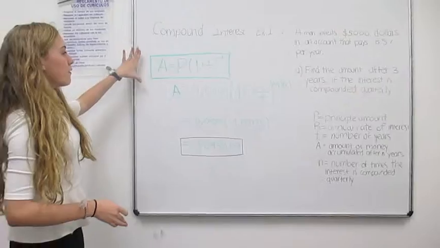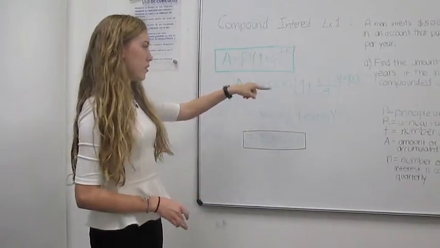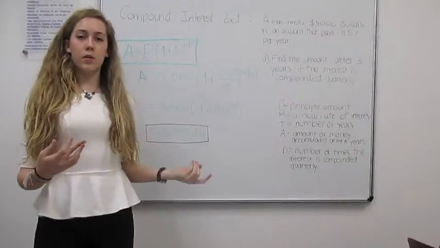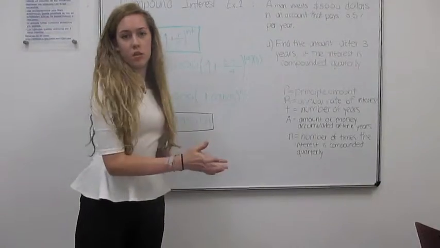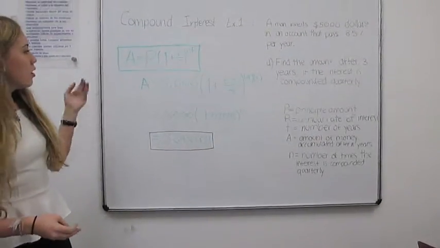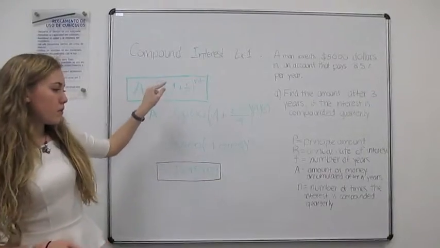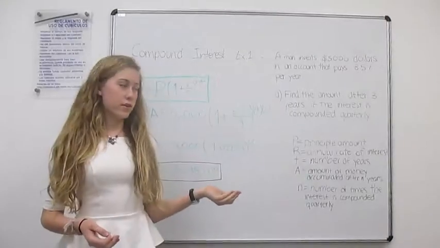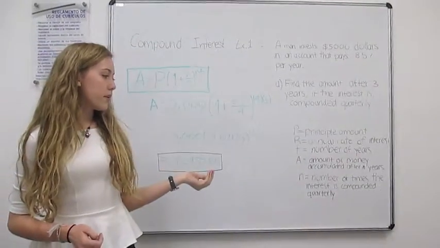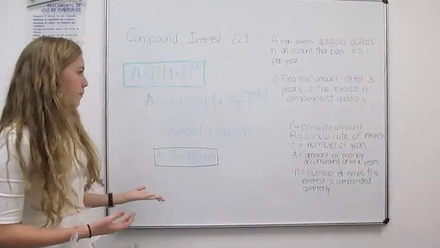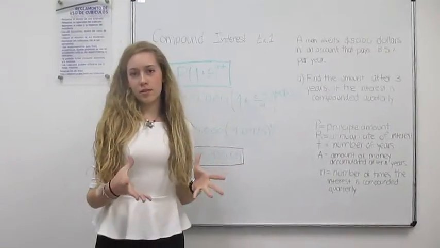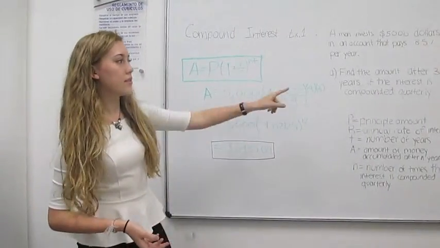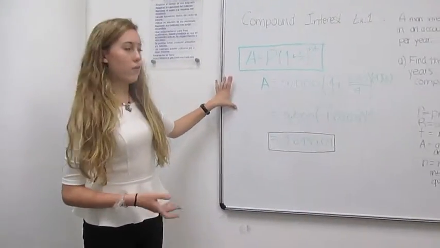So, here we have the formula for compound interest, where A is the amount of money accumulated in N years, P is the principal amount, the money that you invest at the start, which is $5,000, 1, which is part of the formula, R, which is the annual rate of interest, N, which is the number of times the interest is compounded quarterly, and finally, T is the number of years that it is actually in the account, which in this case is 3 years. So now we have to substitute all of our information within this formula.